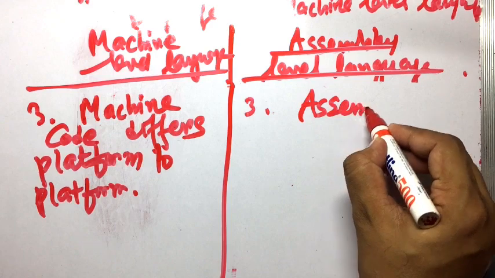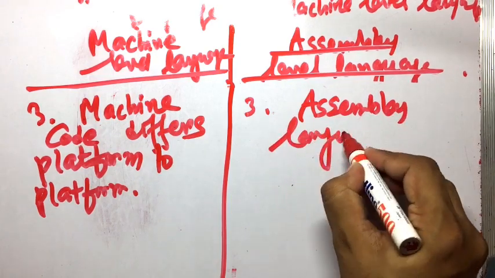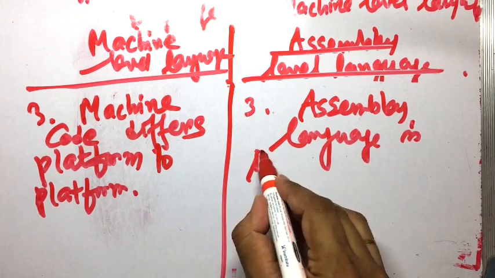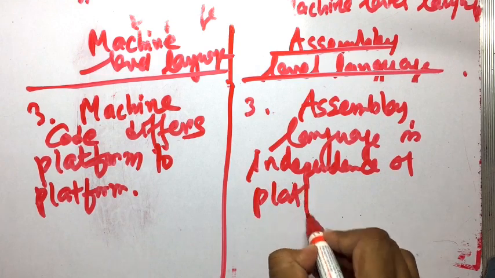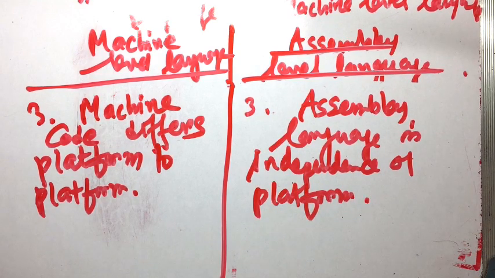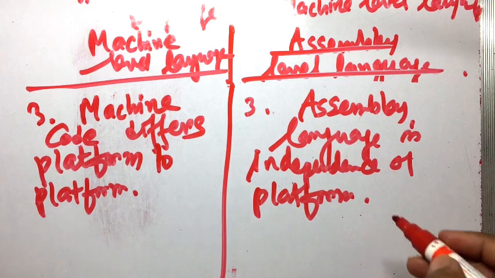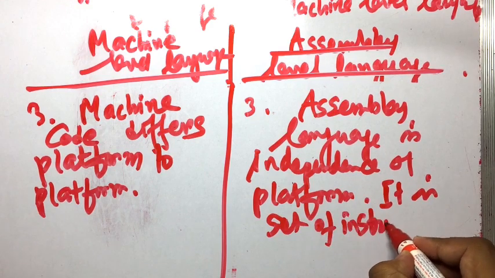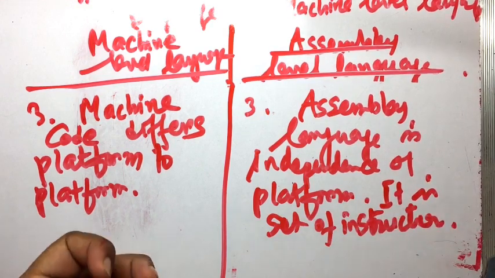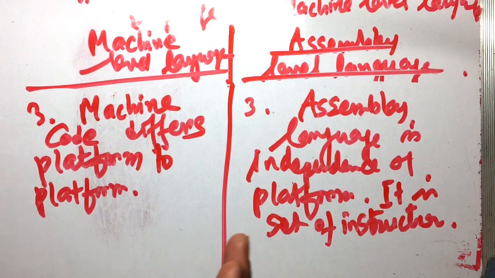Assembly language is independent of platform because it is a set of instructions. It depends on instructions, not on the platform or hardware system. So this is the third difference. The machine code differs from platform to platform, but assembly level language is independent of the platform. Whatever hardware is there, it does not depend on that hardware. It depends on the instructions. So this is the third difference.